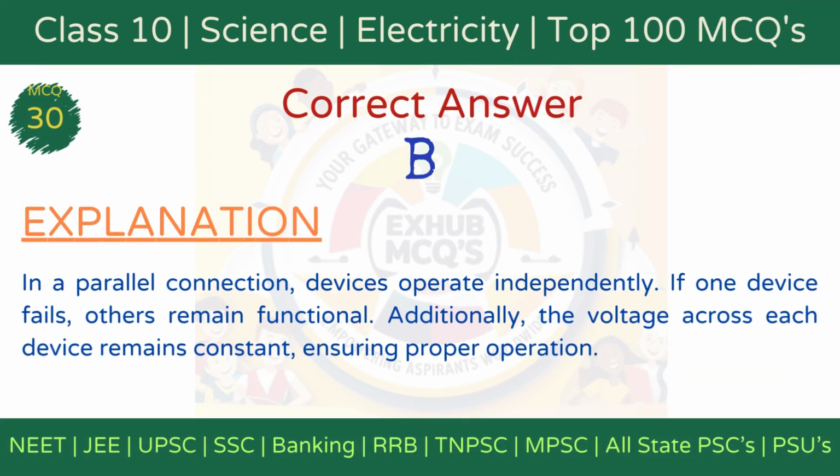The correct answer is option B, independent operation. Explanation. In parallel connections, devices operate independently. If one device fails, others continue to function. Additionally, all devices receive the same voltage, ensuring proper operation across the circuit.